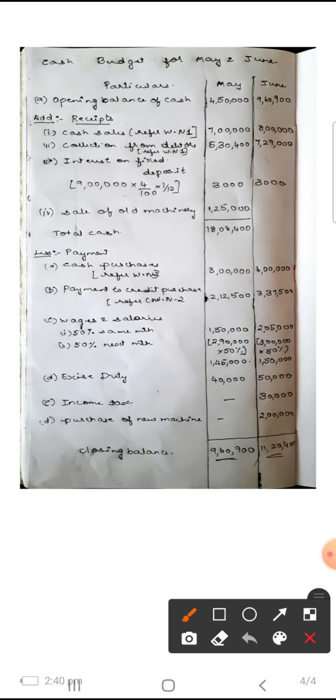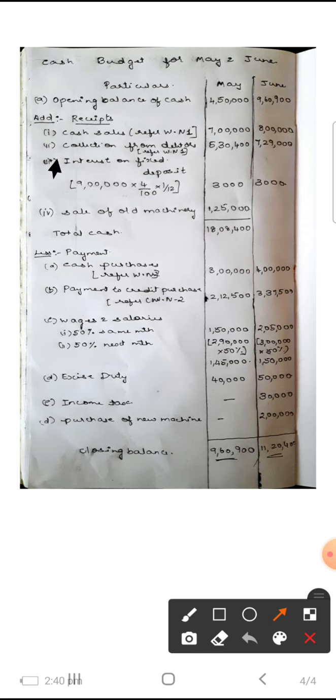So the cash budget is calculated. We'll begin with the opening balance. Opening balance of cash we have only in the month of May, and they have asked to prepare the cash budget only for 2 months, May and June. So May is already given. June we will get later after the closing balance. The closing balance of May will become the opening balance of June. So May you write, June you leave blank first.